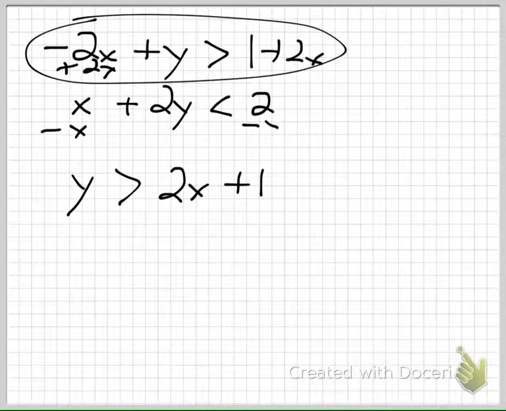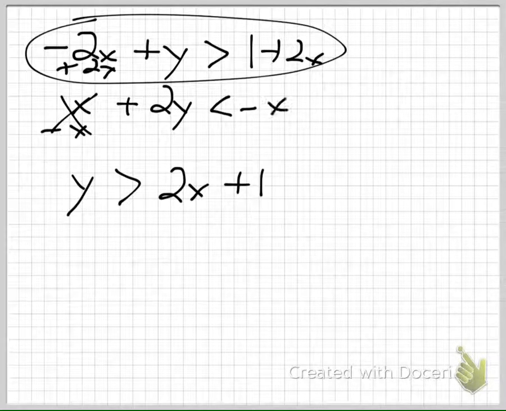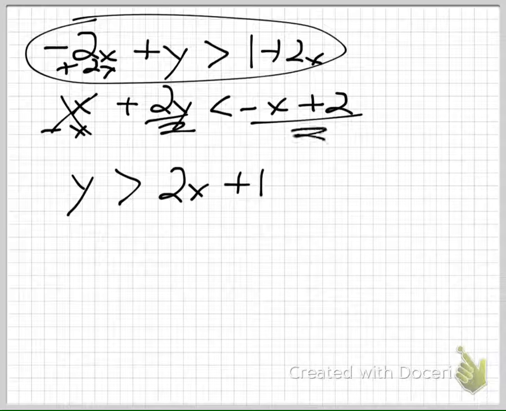Minus x, right? Here, I'm going to, well, all right, we'll come back to this. Okay, minus x, they're gone. And then that ends up being, I'm going to rewrite that, negative x plus 2. And then I have to divide by 2 and divide this by 2. This is the hard part.